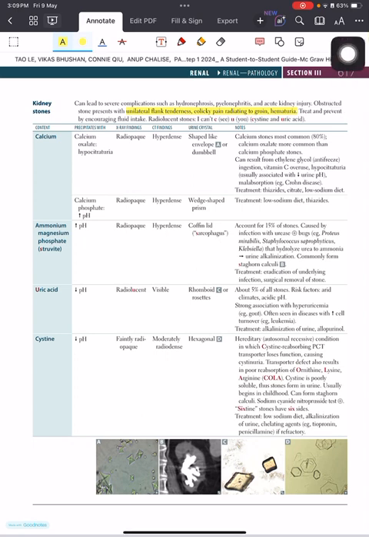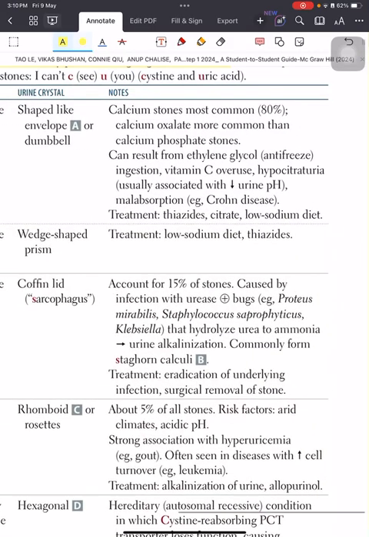For calcium stones, the first thing you need to know is that calcium stones are the most common ones. Calcium oxalate is more common than calcium phosphate. And for calcium oxalate, think oxaluric acid, so the pH is lower, towards acidic, and hypocitrate precipitates the calcium oxalate crystals. The causes can be ethylene glycol ingestion, vitamin C overuse, and hypocitrate, which precipitates because it's usually associated with decreased urine pH, like I just told you.